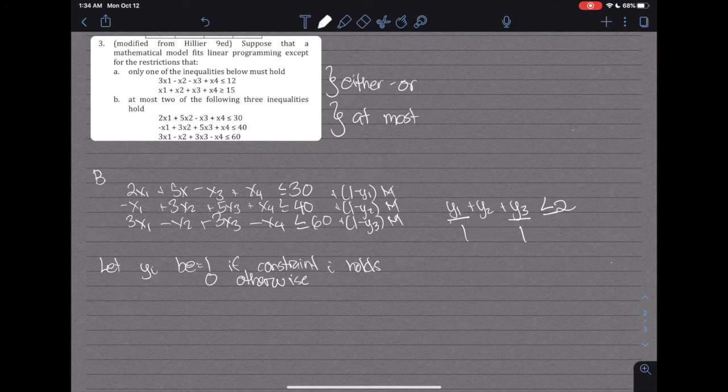But it's also possible that only one of them will be equal to 1. For example, y2 is 1 and the other two are equal to 0. It still fits your constraint that at most two of them will hold. That's how you model an at most type of constraint.